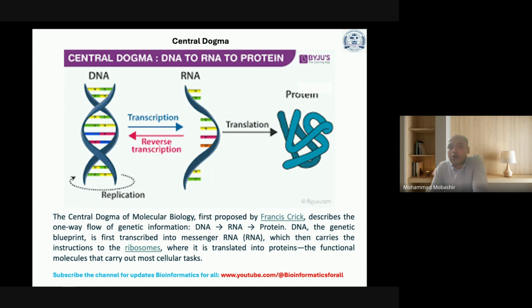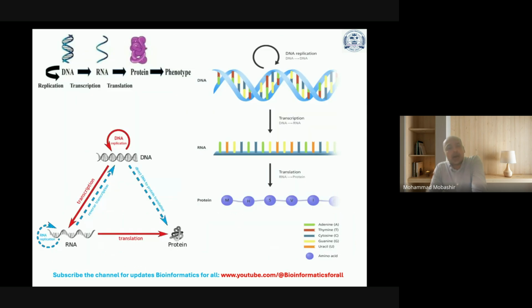The central dogma of molecular biology, which was first proposed by Francis Crick, describes the one-way genetic information flow: DNA to RNA and RNA to protein. It cannot be reversed from protein to RNA or RNA to DNA. So this is a unidirectional process. DNA, the genetic blueprint, is first transcribed into messenger RNA or mRNA, which then carries the information or instructions to the ribosomes, where it is translated into proteins, the functional molecules that carry out most of the cellular tasks.